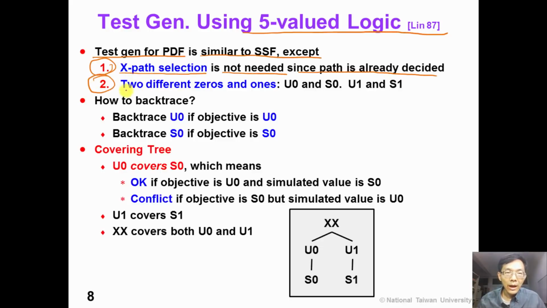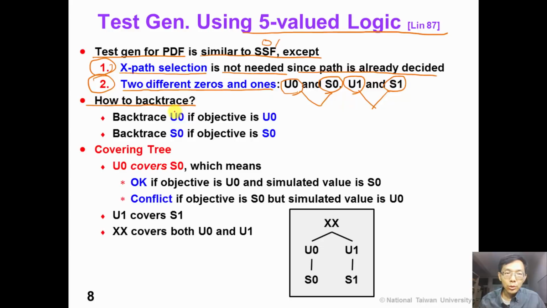Number 2, there are actually two different zeros and two different ones for a path delay fault. In the 5-value logic, we have U0 and S0. We have U1 and S1. This is different from single stuck-at fault test generation, where we have only a 0 and a 1. So in this sense, path delay fault test generation is more complicated than single stuck-at fault test generation.